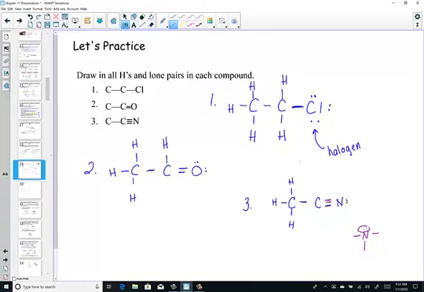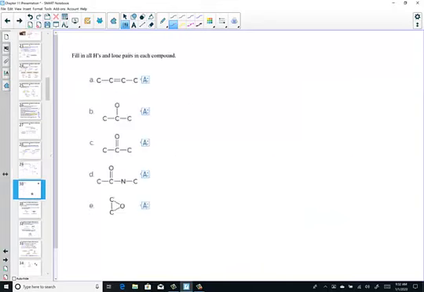How'd you do? There's more to practice. Flipping to page 4, pause the video, do the exact same thing as additional practice, start the video when ready, and we'll check our work together.